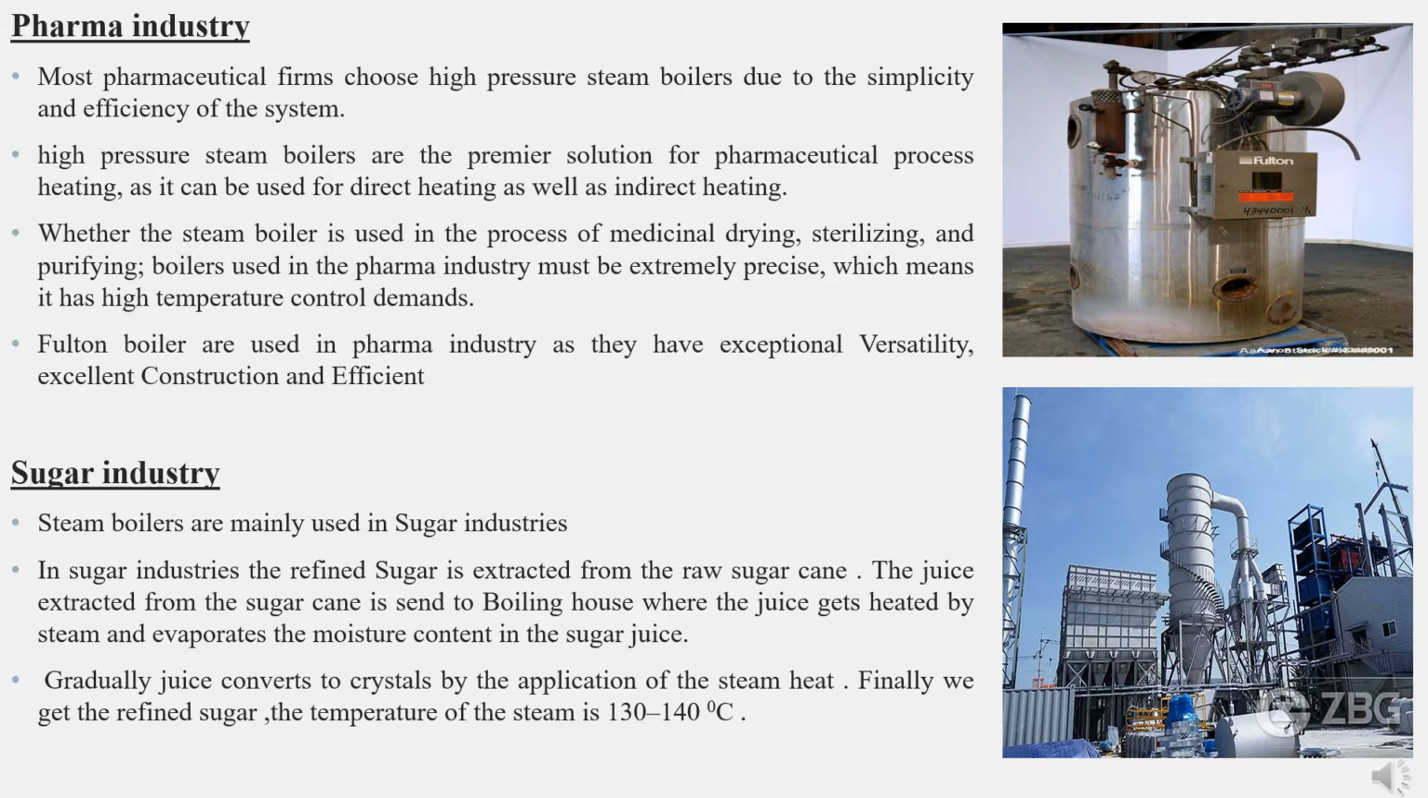In the sugar industry, a steam boiler is used to extract refined sugar from raw sugarcane. The juice extracted from the raw sugarcane is sent to the boiler house where the juice gets heated by steam and the moisture content in the sugar juice gets evaporated. By the application of steam heat, the juice converts to crystals and finally we get refined sugar.